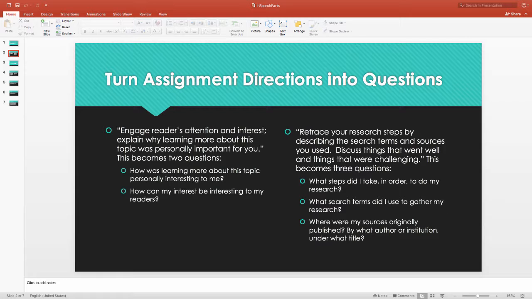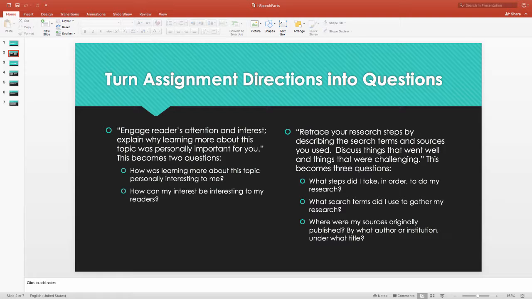What search terms did I use to gather my research? So you need to have a list of those because they're going to be included in your paper. What were my sources, or where were my sources originally published? So the internet is not the publisher. You probably are finding a lot of these job ads on some sort of system like Indeed or Monster, but those are the locations, maybe Indeed.com, Monster.com, or something similar. Maybe GovJobs, right? If there are jobs where the federal government is the employer.